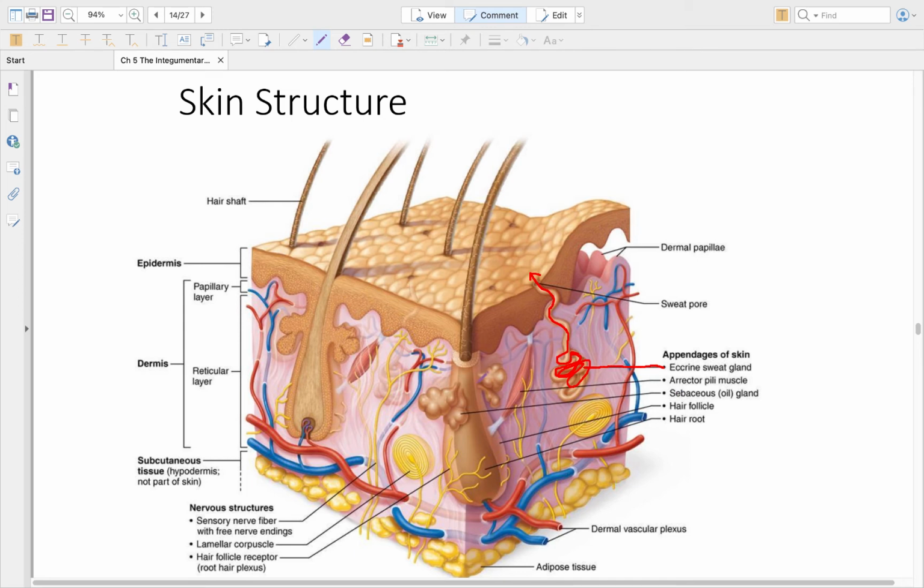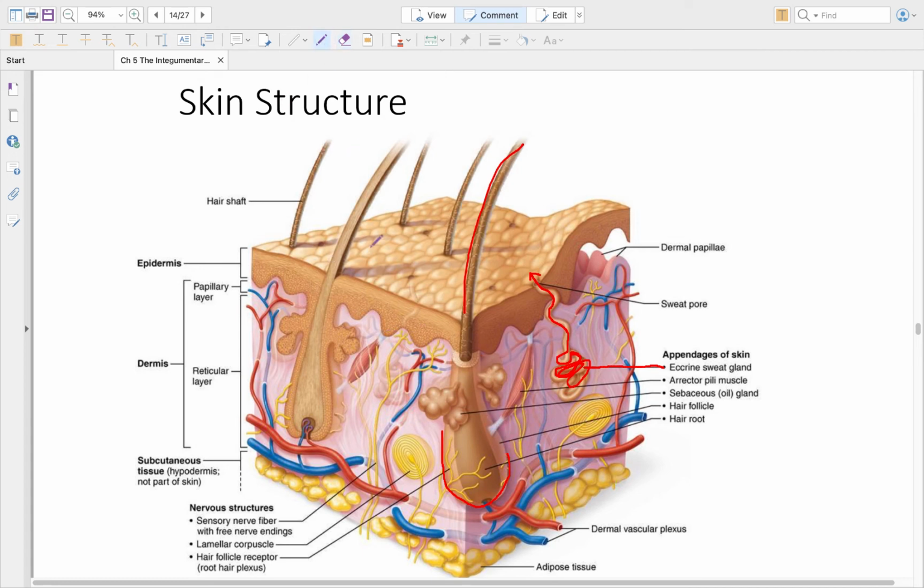The hair follicle and hair root. All right, so all of this is technically the hair follicle. Okay, clearly this is the hair shaft up here. Now inside, connected to this hair follicle, there's several important structures.